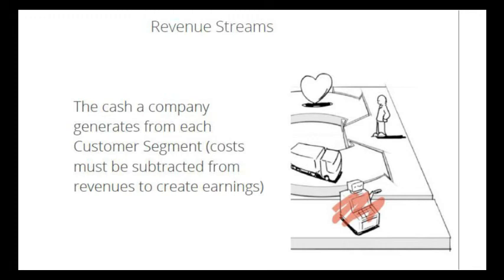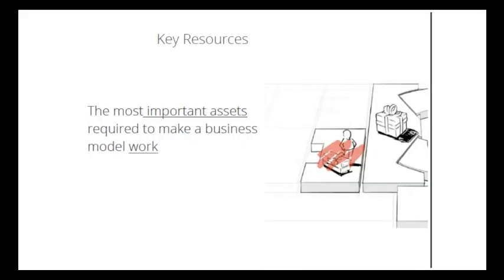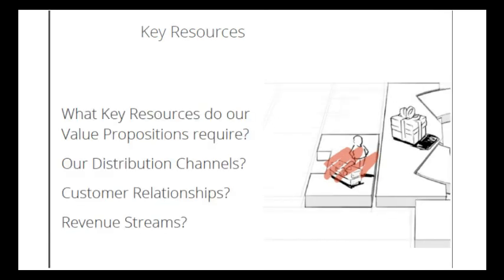Now, the next on the BMC is the key resources. The key resources building block describes the most important assets required to make a business model work. Now, the key resources basically is you listing out what you need to make your business work. It may be your space, it may be the machines, it may be the online platform that you need to set up to make your business work, the various work requirements, utilities, your staffing, and all that will make your business work.